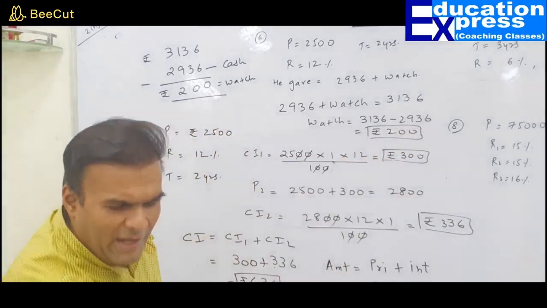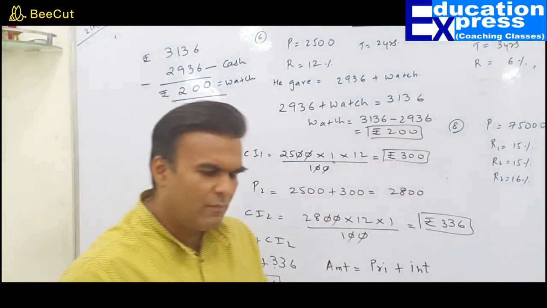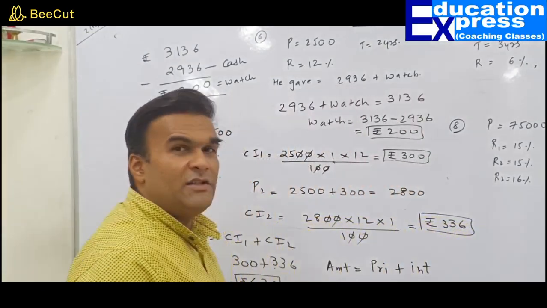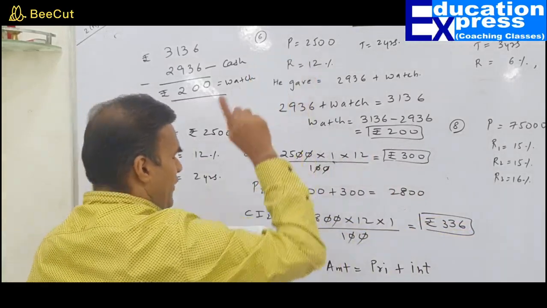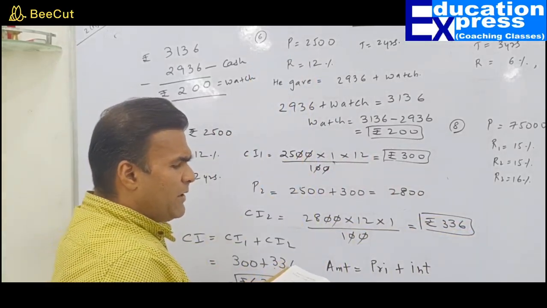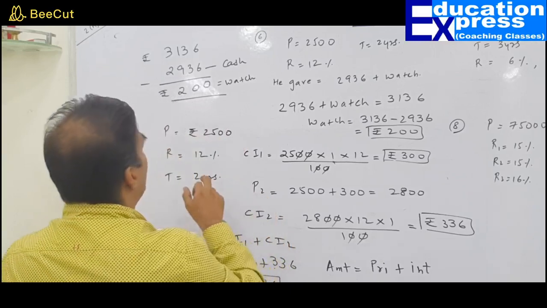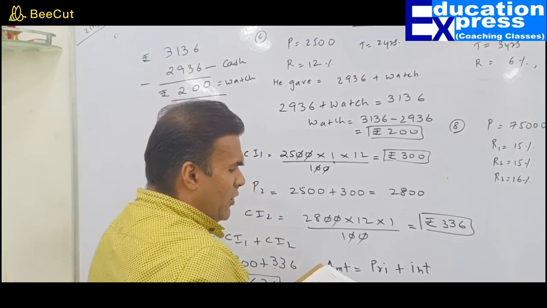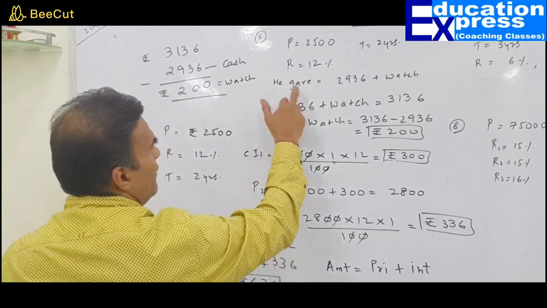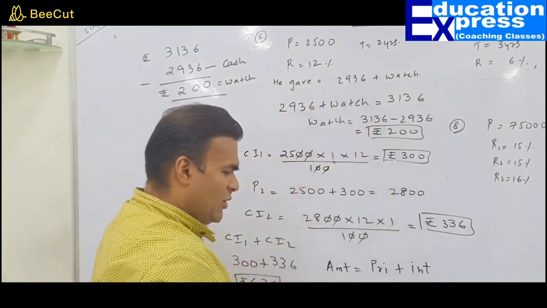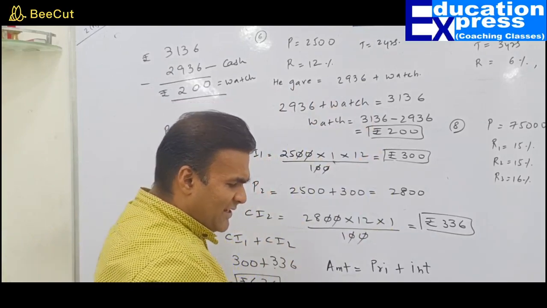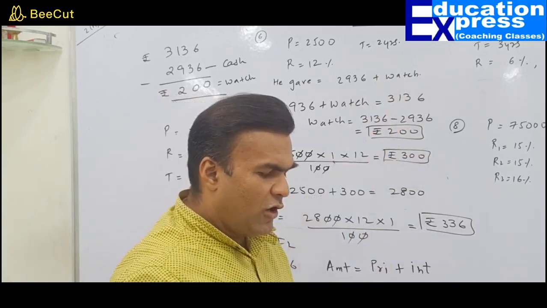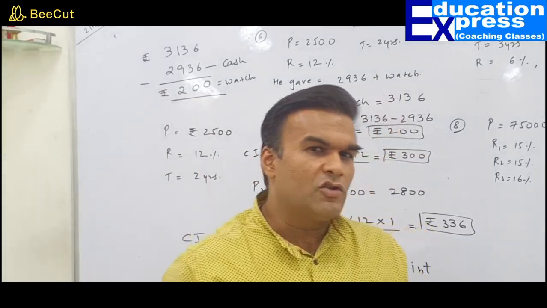That is a question. I'll read the question for you, my dear friends. Have a look. A borrowed 2,500 rupees from B at compound interest per annum. As I told you, it's a case of compound interest. After 2 years, A gave 2,936 and a watch to Mr. B to clear the account. Find the cost of the watch.